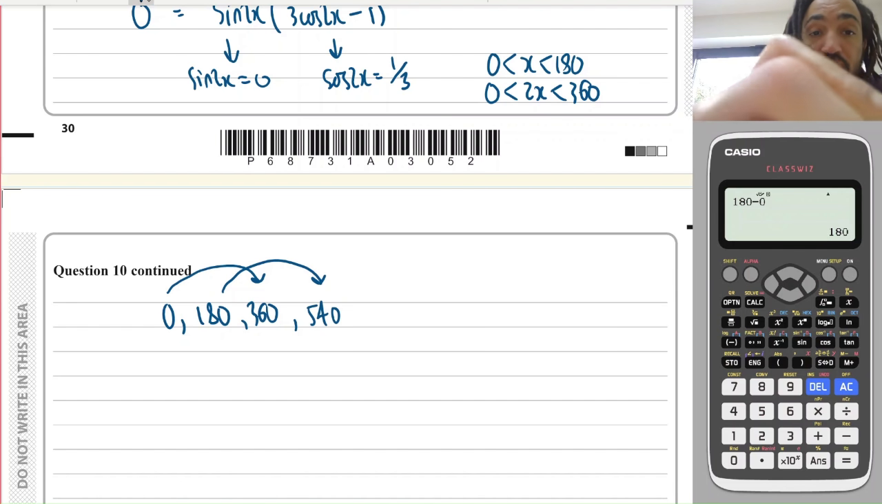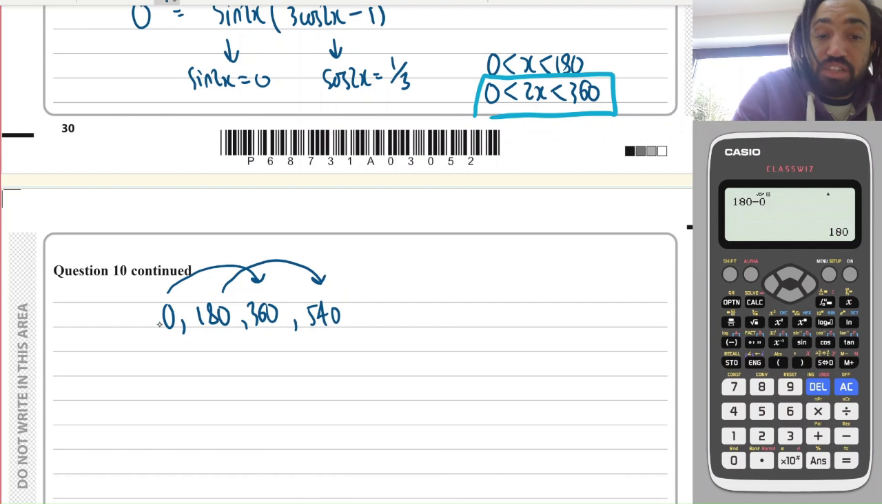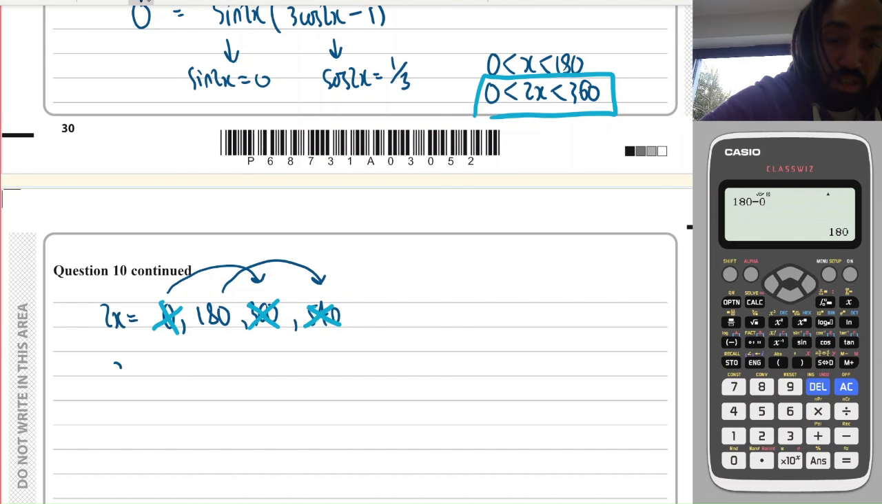Now, already, if we're looking at the range here, I can eliminate 0 because it's not equal to 0, and I can eliminate 360 and I can eliminate that one as well. So this is the only solution for 2x. So therefore half that, I get 90.